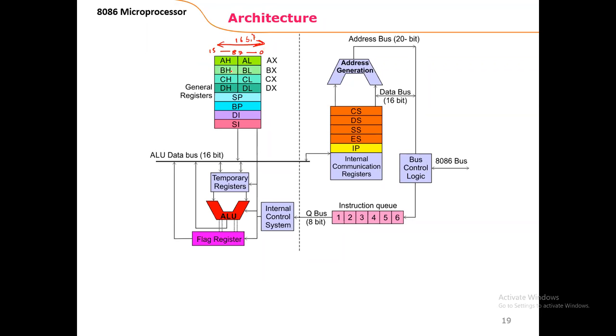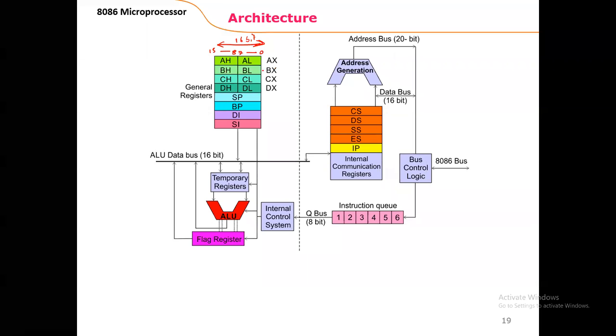Now, our general purpose registers are A, B, C, D. Clear? A means accumulator register, B means base register, C means counter register, D means data register. All are clear? Accumulator register, base register, counter register, data register. Okay, sir.